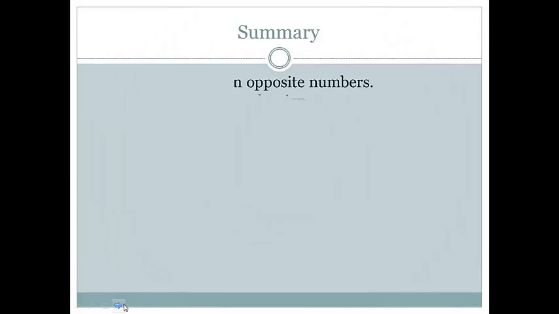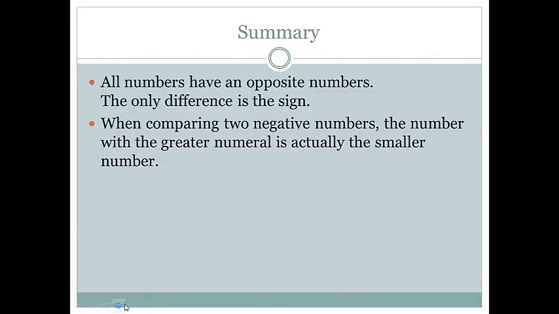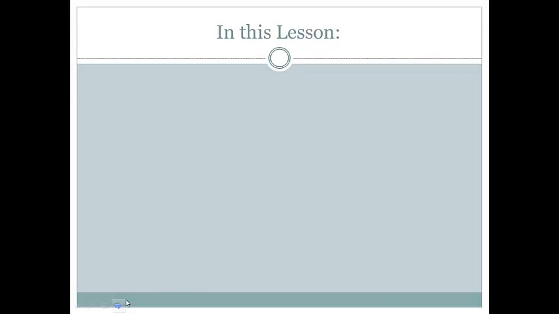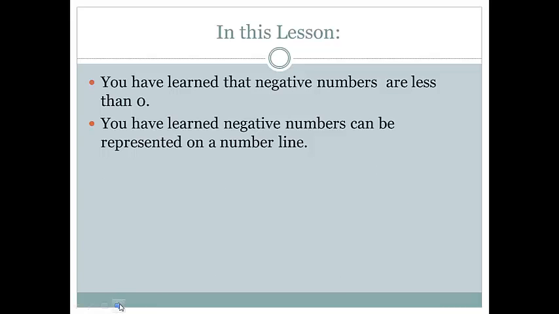In summary, all numbers have an opposite number. The only difference is the sign. When comparing two negative numbers, the number with the greater numeral is actually the smaller number. In this lesson, you have learned that negative numbers are less than 0. You have learned that negative numbers can be represented on a number line.